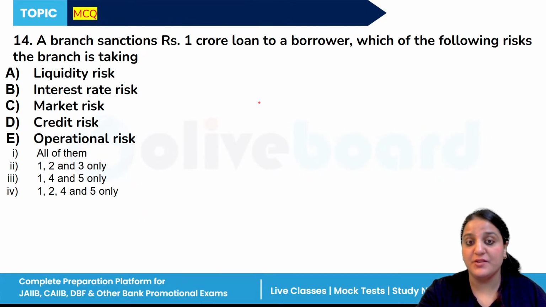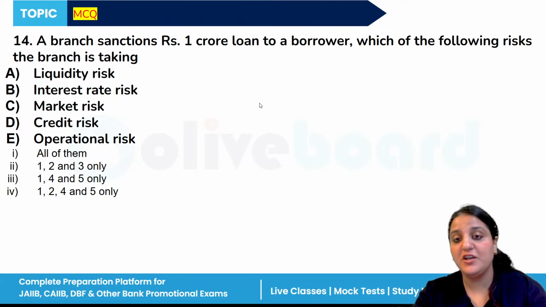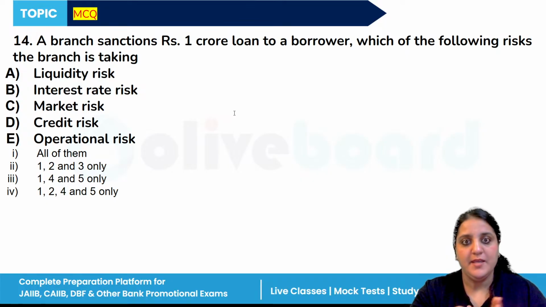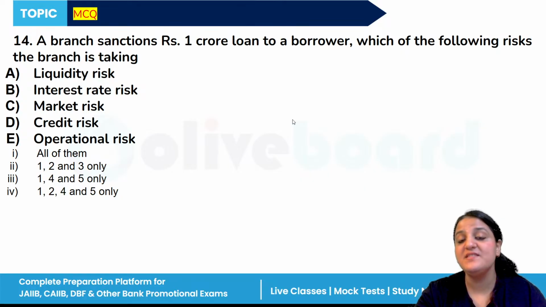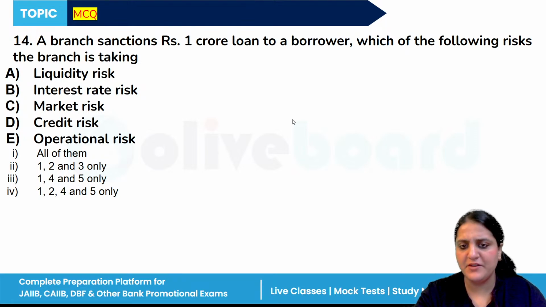If a bank sanctions a 1 crore rupee loan to a borrower, which of the following risks is the bank taking? See, liquidity risk means when the bank needs cash, if the borrower defaults. Interest rate risk is when the loan rate is fixed and interest fluctuations affect the earnings. Market risk generally applies to securities, not loans. Credit risk: the borrower may default.